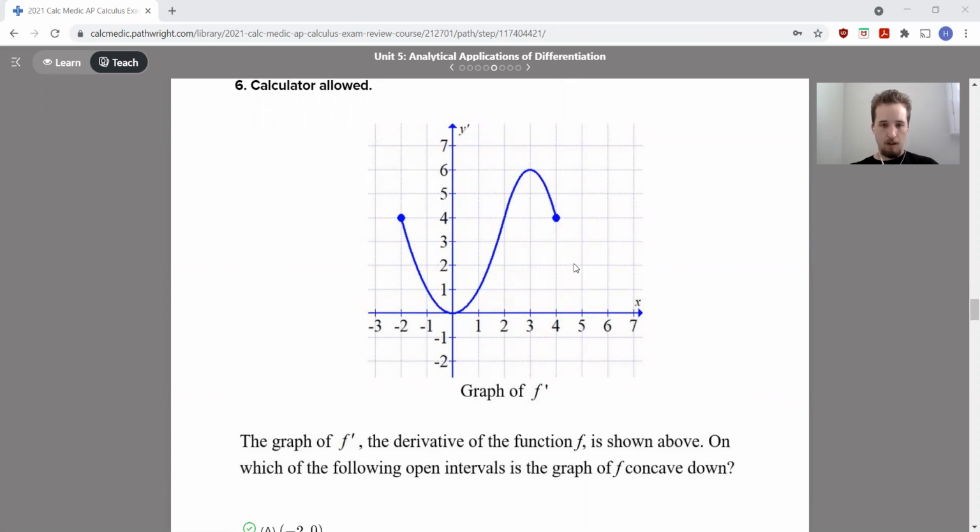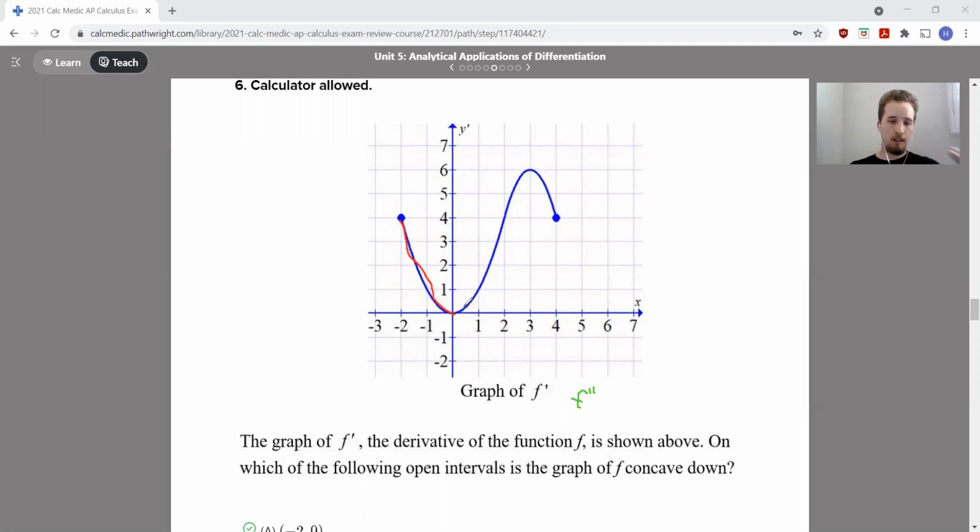So we have the graph of f prime here, so it is the derivative of f. Which of the following open intervals is the graph of f concave down? Okay, well that means for concavity we want f double prime, and f double prime is just the slopes of f prime. So we need to take a look at where slopes of f prime are negative and positive. From here to here, the graph is decreasing, so the slope's negative here.